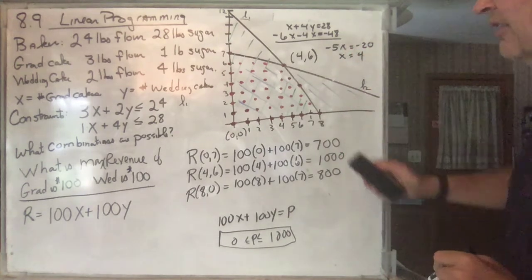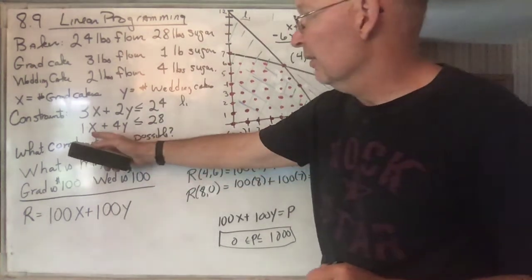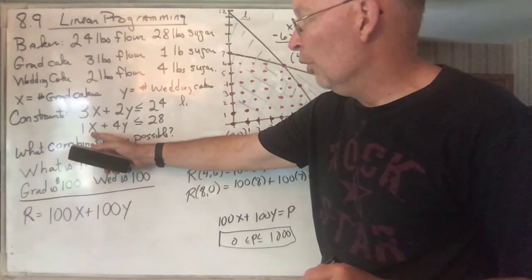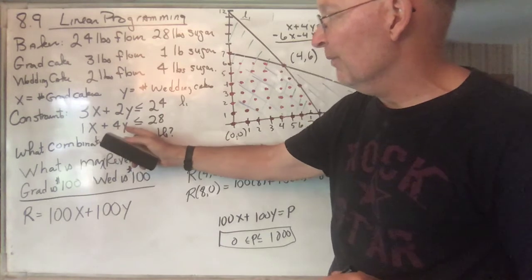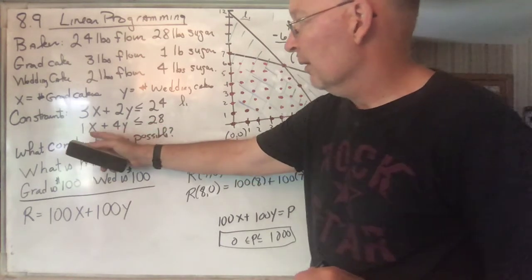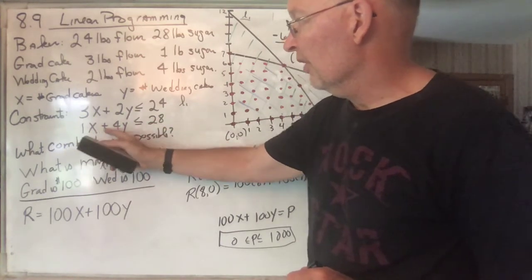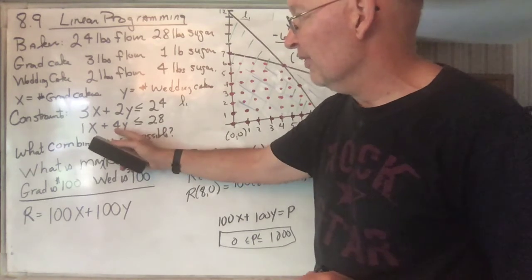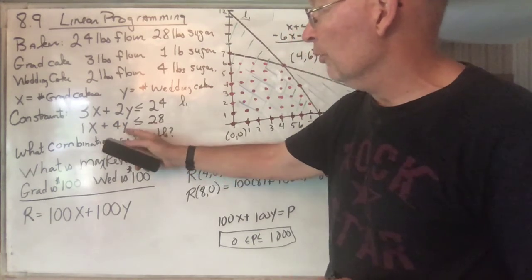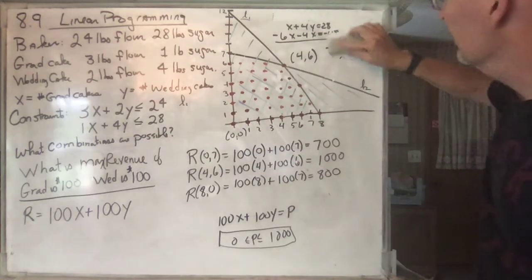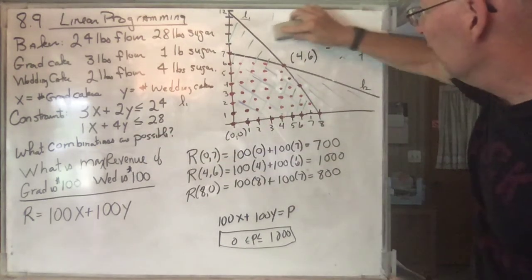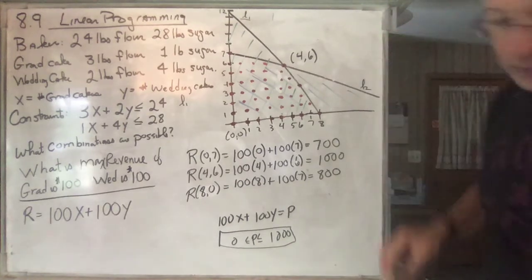And once you have that x is equal to 4, then 4 plus 4 times what gives you 28? That means that 4 times something has to give you 24, which means that y has to be 6. So there's your point 4, 6 right there. Okay, so we've got all the points of intersection there.